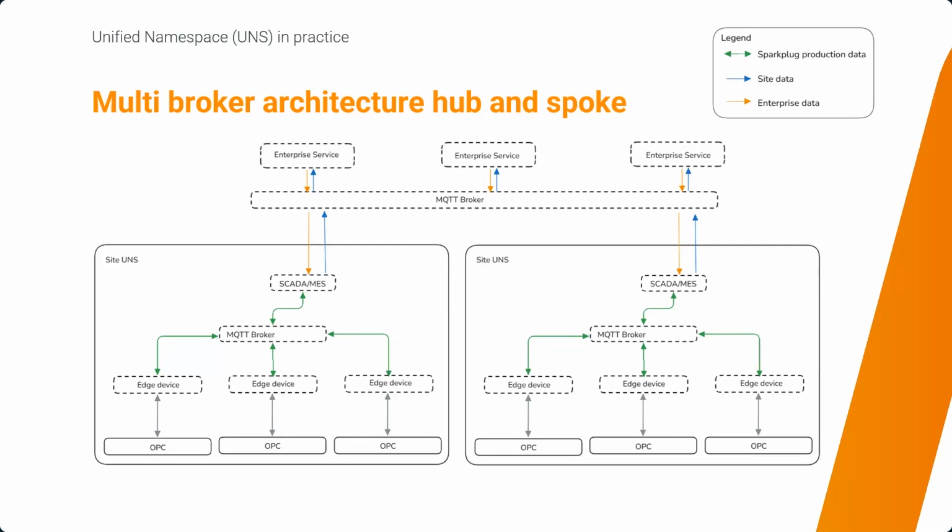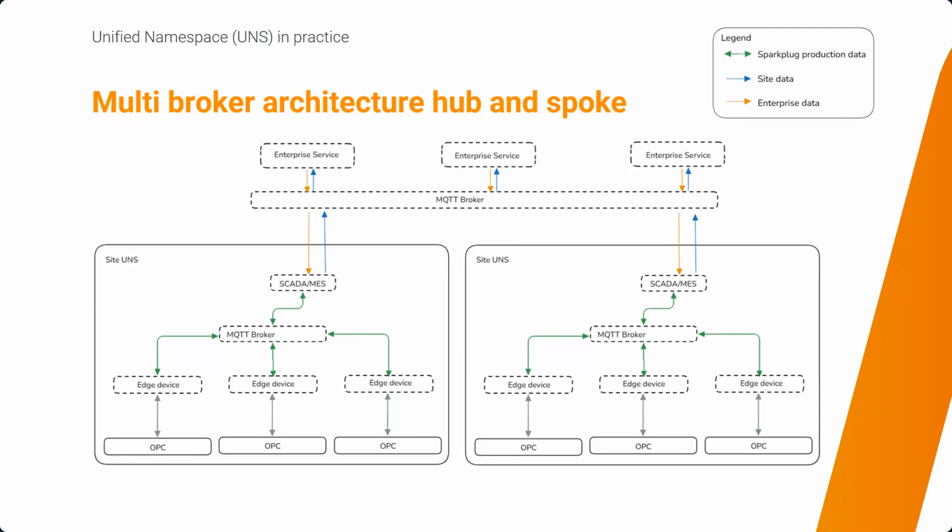So in this case, whenever I take a look at the two sites and the enterprise, we can see that we have three brokers here. So we have this enterprise MQTT broker, we have site 1 MQTT broker, and site 2 MQTT broker. In this case, I use MQTT on all three levels, but MQTT is just a technology. It's not the structure itself.